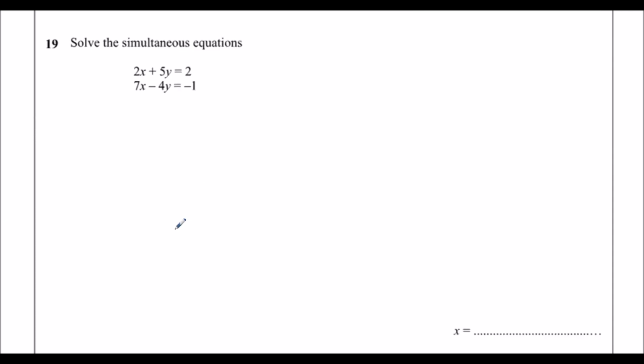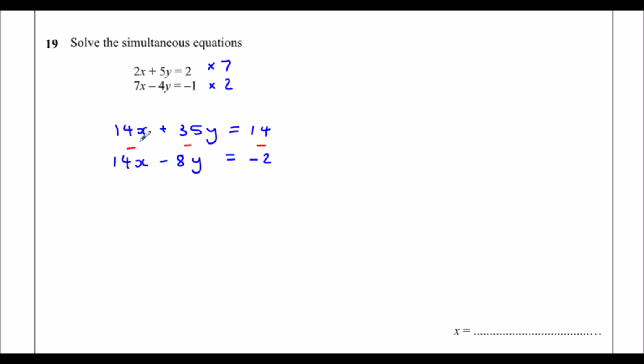Question 19. Solve the simultaneous equations. So to solve simultaneous equations, we're going to have to make either the x is the same or the y is the same, so we can eliminate something. So if I multiply the whole top line by 7 and the whole bottom line by 2, I will make the x's the same. So the whole top line times 7, so 2 7s are 14, 5 7s are 35, and 2 7s are 14 again. And the whole bottom line by 2, so 2 7s are 14, so the x's are the same. 2 negative 4s are negative 8, and 2 negative 1s, negative 2.